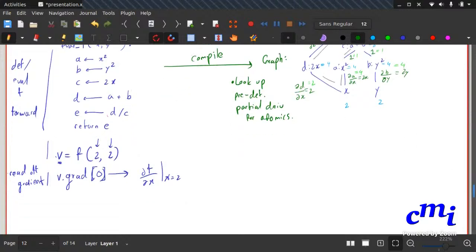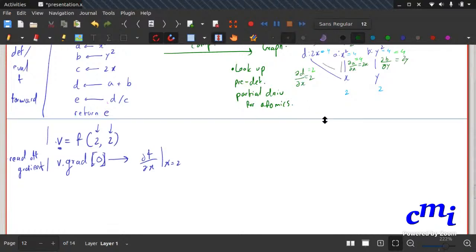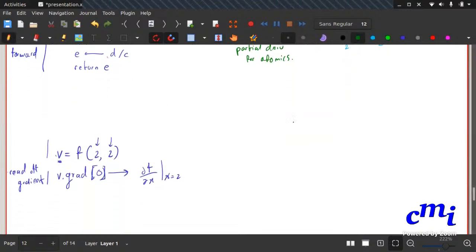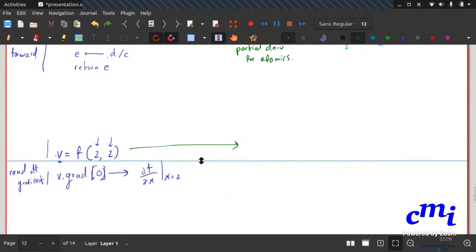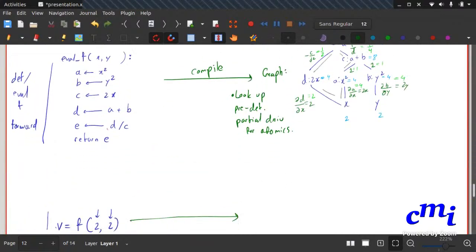Then when you're actually doing the calculation, two things happen. You're calling f of 2 comma 2, right? So you're calling f with x equal to 2 and 2. When this step is happening, on the back end, what happens is that you end up doing the forward computation with respect to this graph, right?